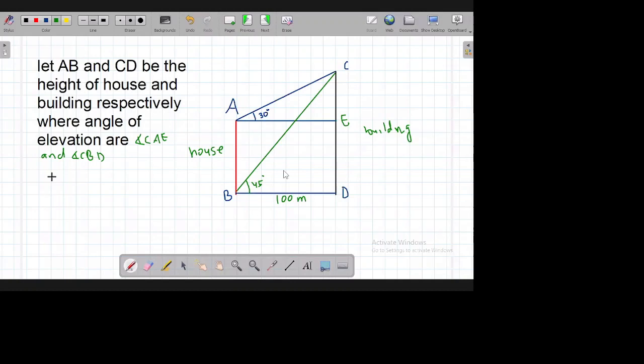Now here the question has given BD, which is 100 meter. The distance between house and building is 100 meter. Now we need to find the height of the house. To find AB, to find the height of the house, that is AB.